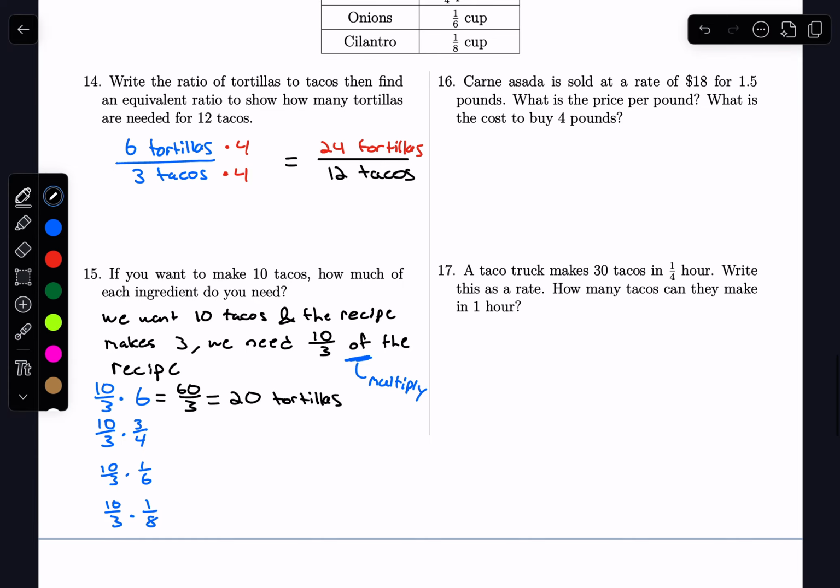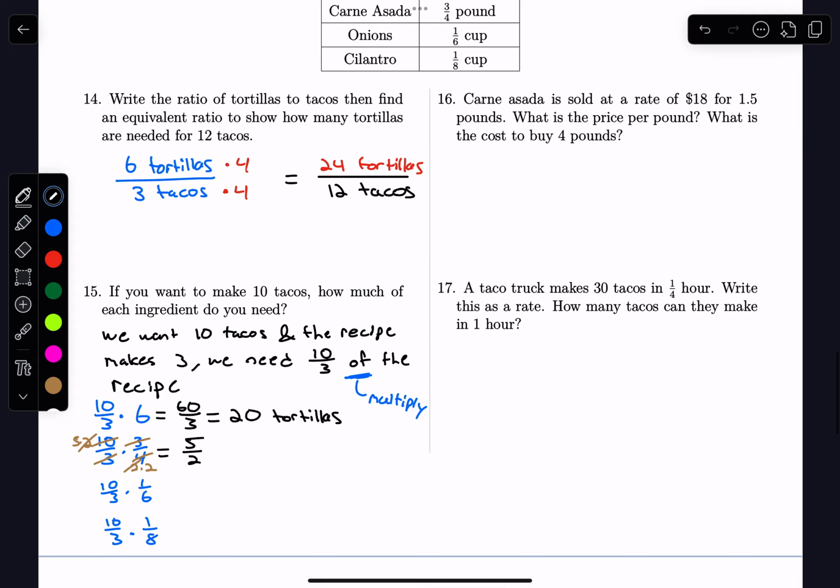Working out the rest of these, we have 10 thirds times 3 over 4. Notice that the 3's on top and bottom can cancel each other out. Then 10 is actually 5 times 2, and 4 is 2 times 2, so I can cancel one of those 2's also. I know that looks a little messy, but all that is left is a 5 on top and a 2 on bottom. So I end up needing 5 over 2 pounds of carne asada. We're going to talk about mixed numbers in our next lesson, so for right now we're just going to leave it as 5 over 2, with no need to turn it into a mixed number.